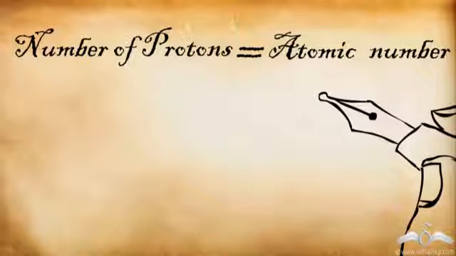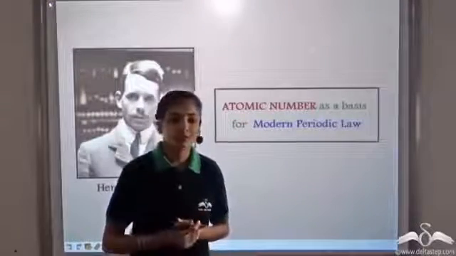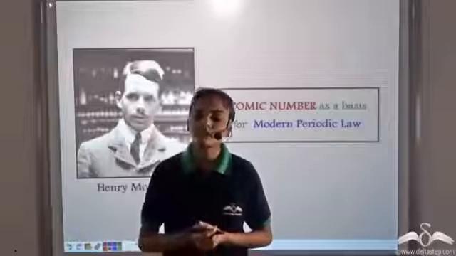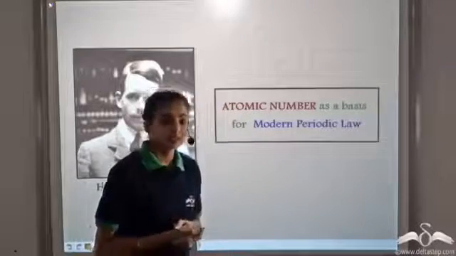Number of protons is the atomic number for an element. Henry Moseley was the first scientist to calculate the atomic number for any given element. He believed that atomic number is a more fundamental property of any element rather than its atomic mass. So he used atomic number to classify the elements in his table.